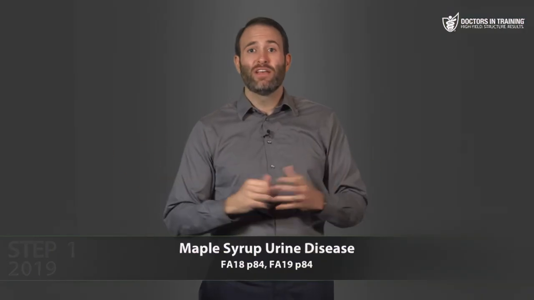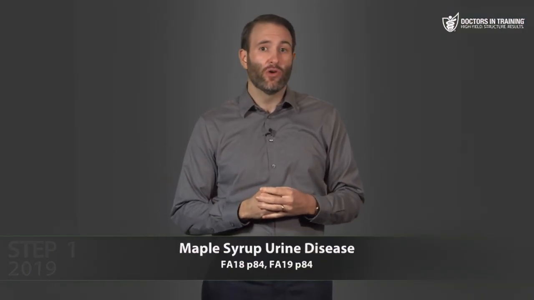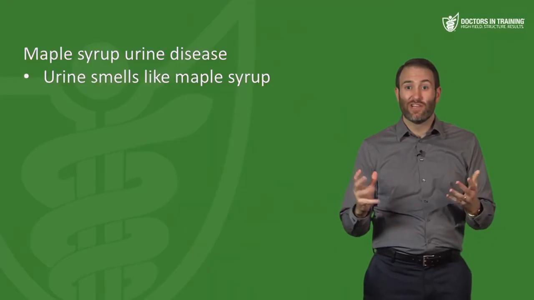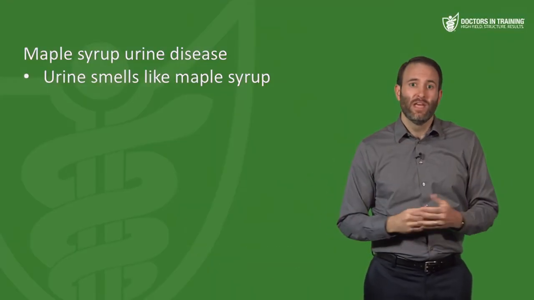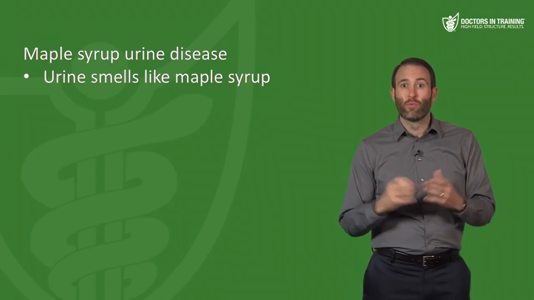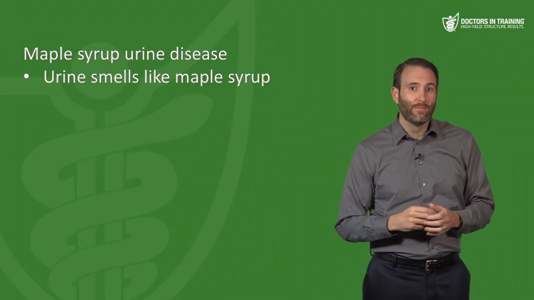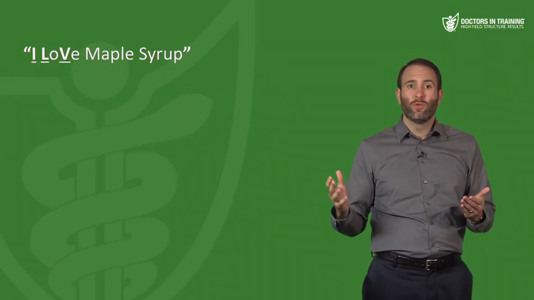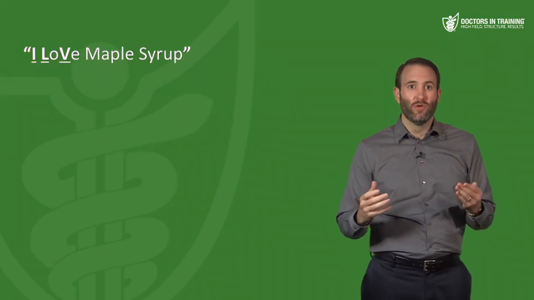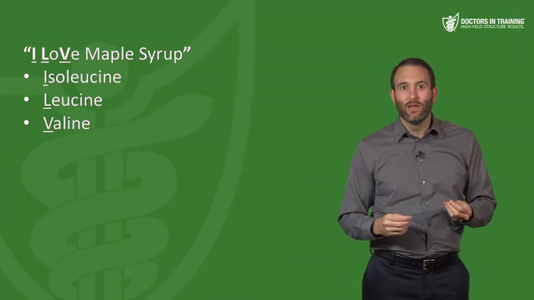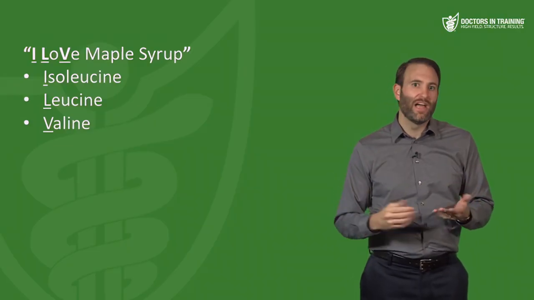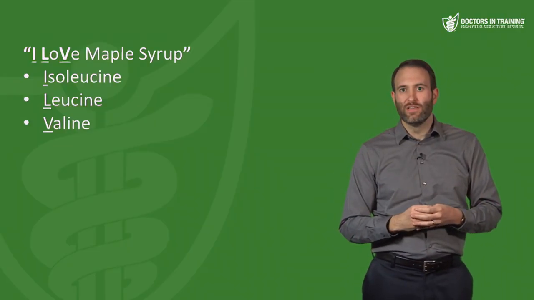Now, another amino acid disorder that puts weird stuff in your urine is called maple syrup urine disease. Now, in this disorder, the urine is actually going to smell like maple syrup. And the reason why is because it's filled with the branched chain amino acids isoleucine, leucine, and valine. Now, one mnemonic that you can use to help you is I love maple syrup. So the I, that L, that V to help you remember. The I is for isoleucine, L is for leucine, and V is for valine.